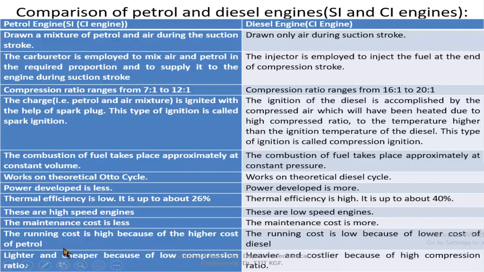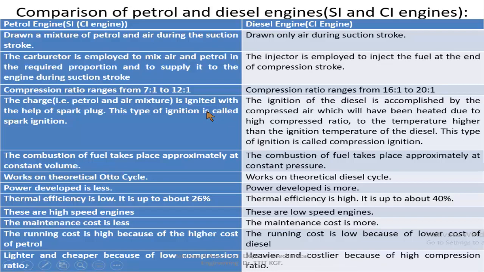And the running cost is high because of the high cost of petrol. We know that the petrol cost is high, but here the running cost is less because of the low cost of diesel. And here the engine is lighter and cheaper because of the low compression ratio, and these engines are heavier and costlier because of the high compression ratio.